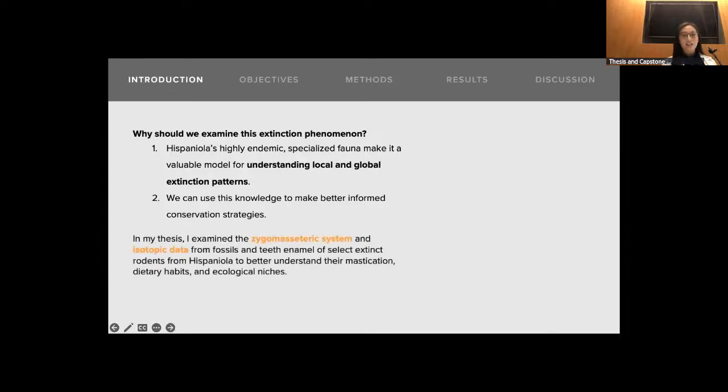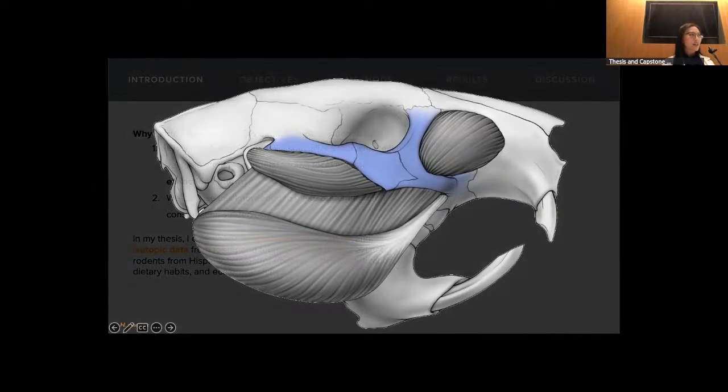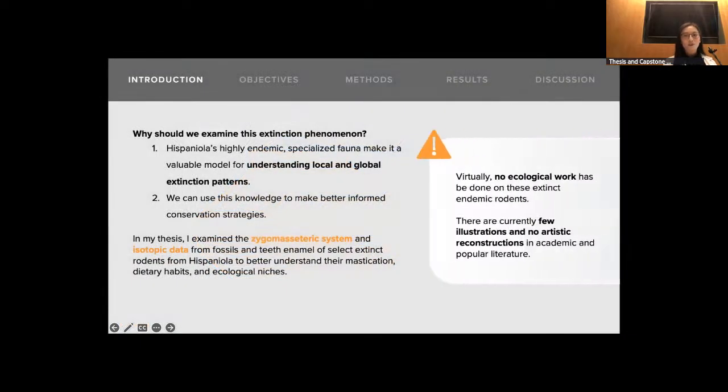In my thesis, I specifically examined the zygomasseteric system and isotopic data from fossils and teeth enamel of select extinct rodents from Hispaniola to better understand their mastication, or their chewing, dietary habits, and ecological niches. The zygomasseteric system is the anatomical and functional relationship between the zygomatic arch as well as the masseter muscles. In rodents, this system is so specialized that it can be compared to the specialization of bipedalism in humans. Virtually no ecological work has been done on these extinct rodents. There are currently few to no illustrations and artistic reconstructions in academic and popular literature.